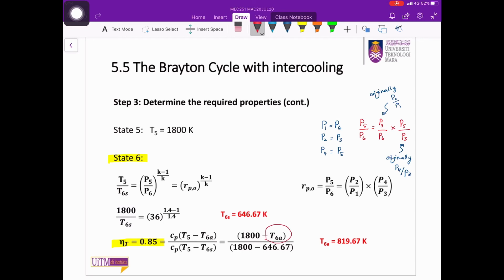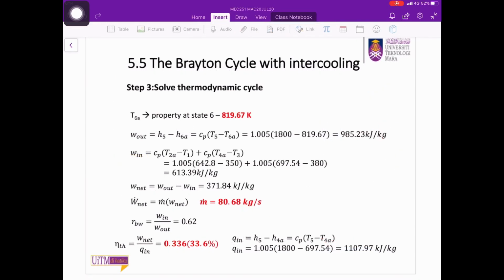By using the isentropic efficiency for the turbine, we can now find the value for the actual temperature at state 6. We are going to obtain the value of T6A is equal to 819.67 Kelvin. Once we have all the required temperatures, we can now solve the items requested by the question.